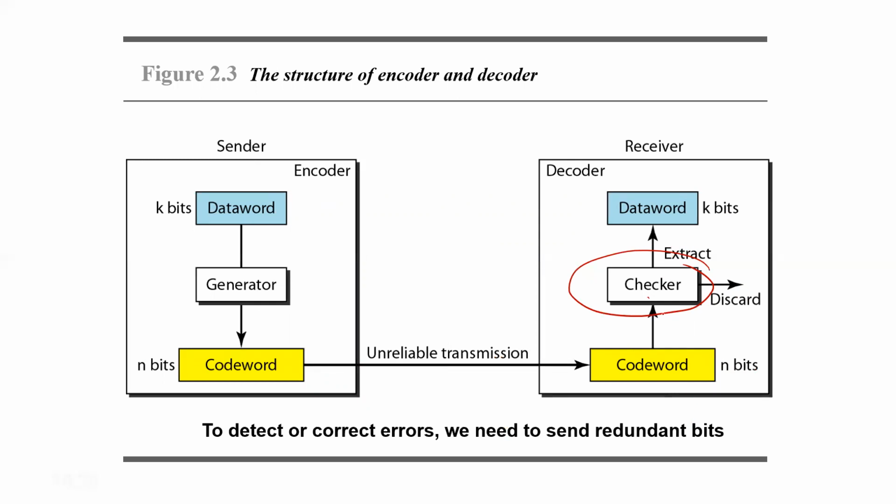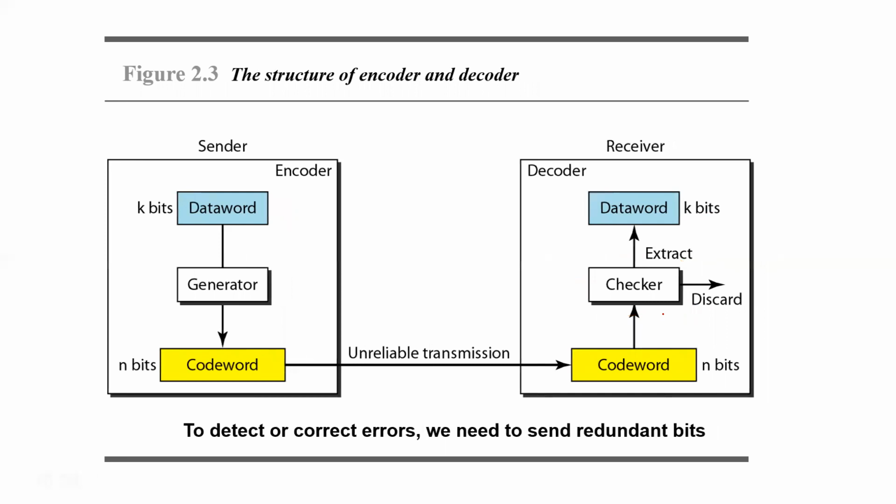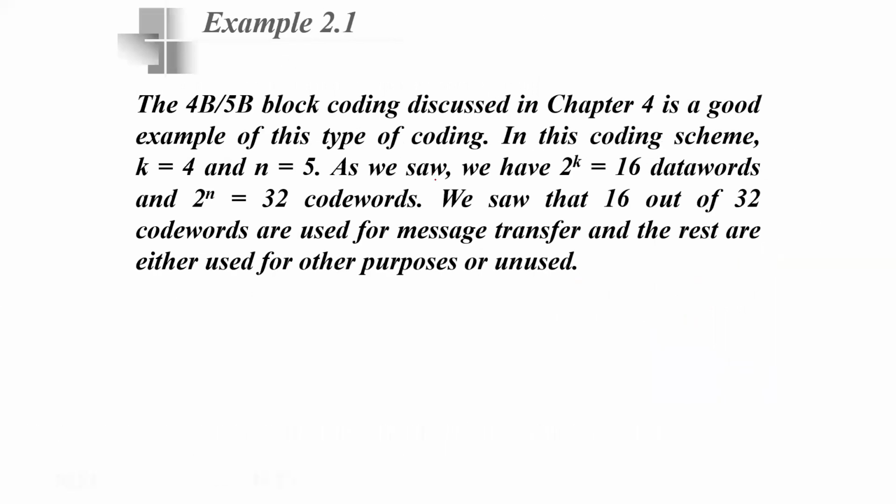Now, in this case, we have an example over here. The 4B/5B block coding discussed is a good example of this type of coding. So basically, in this coding scheme, k is equal to 4 and n is equal to 5.